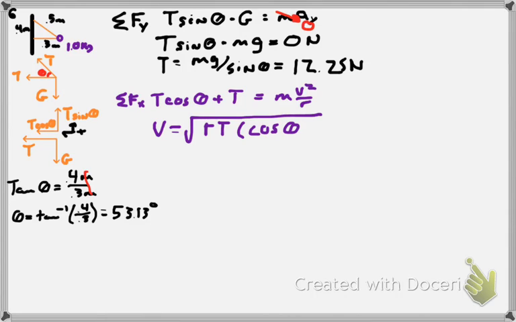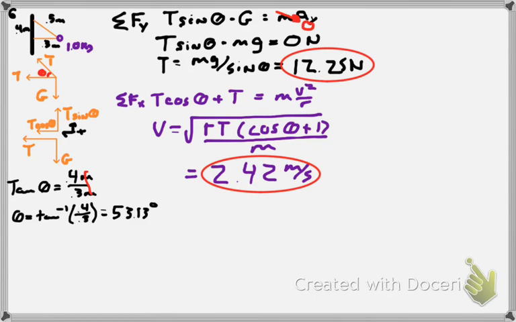And the second equation, I'm just going to solve for velocity. So I'm going to multiply r on both sides and divide by m. And then it'll be the square root of r times (T cosine theta plus T) divided by m, or 2.42 meters per second. So my velocity is 2.42 meters per second, and my tension is 12.25 newtons.